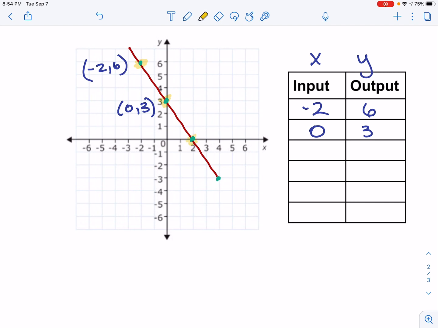Moving on down that line, my next point there is going to be 2, 0, because I moved 2 to the right and then I moved 0 up and down. My last point that I'm going to highlight here is on the end, and that point is 4, -3. So my x would be 4 and my y would be -3.